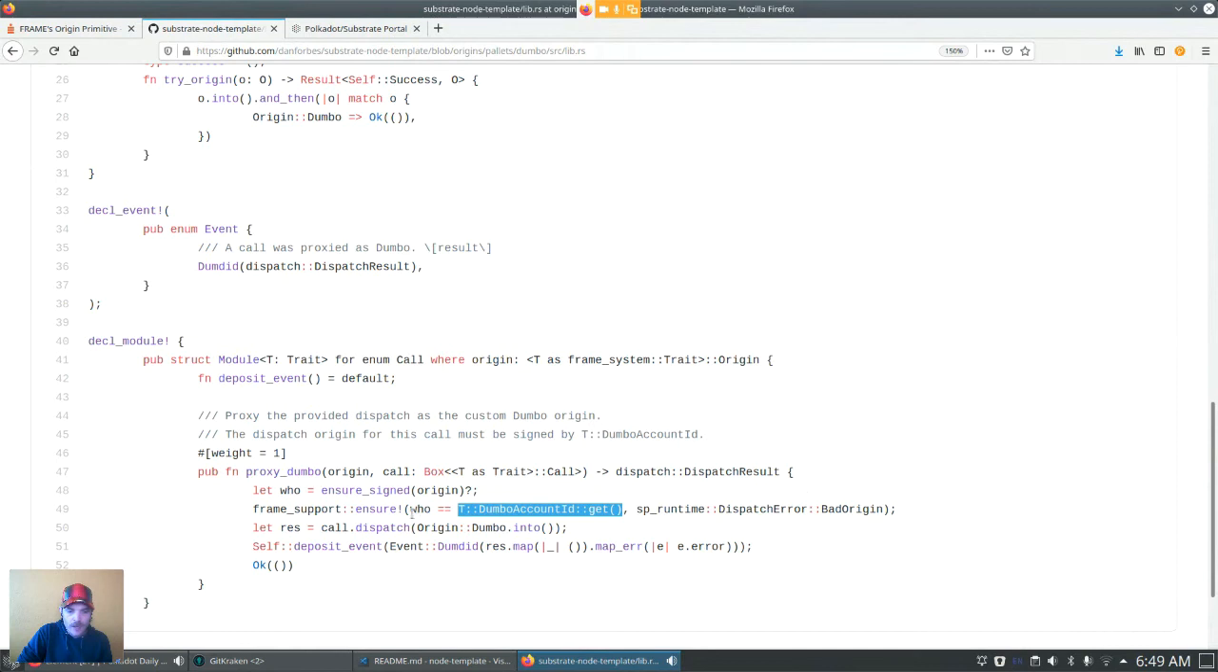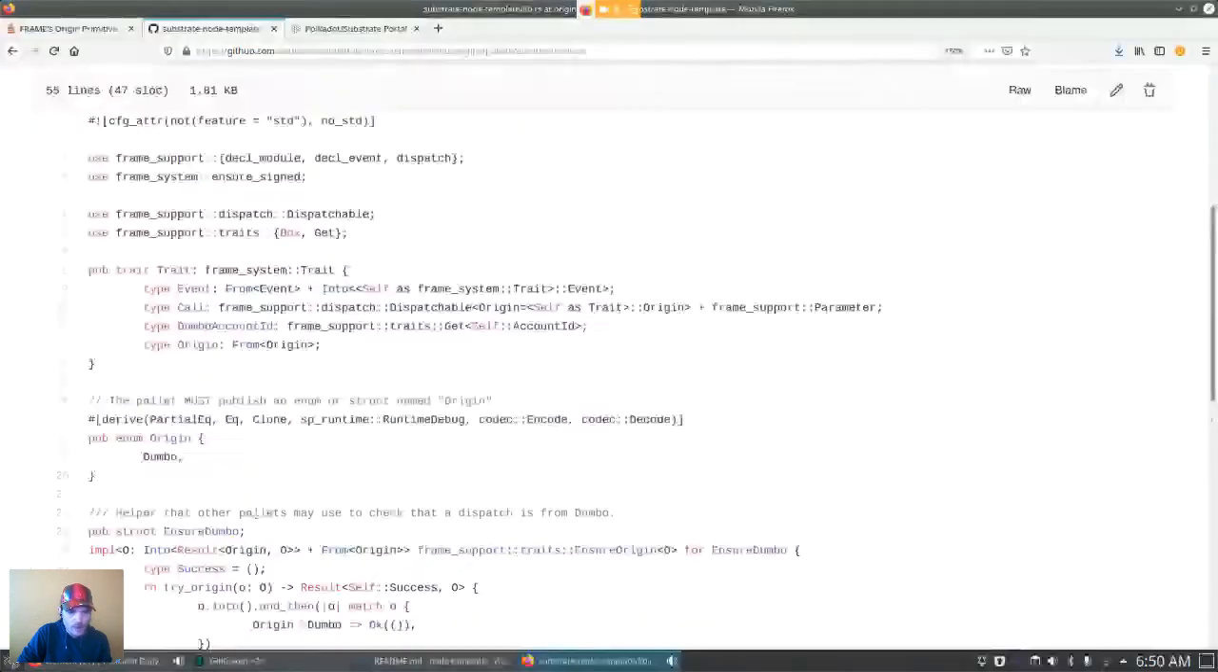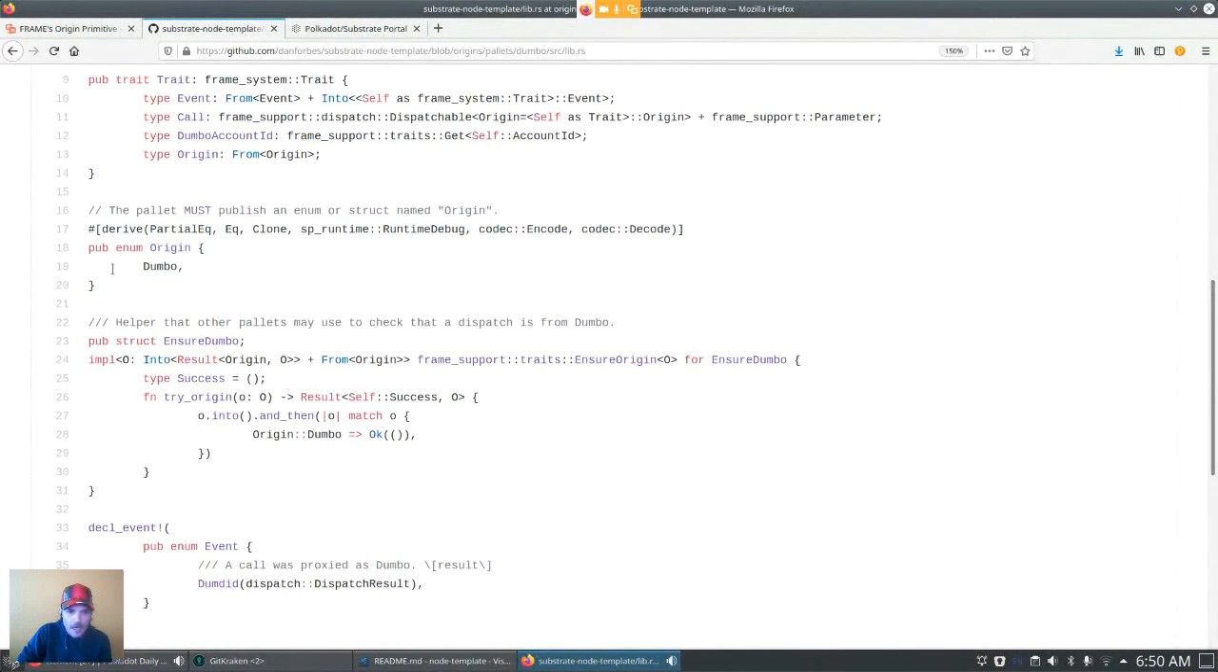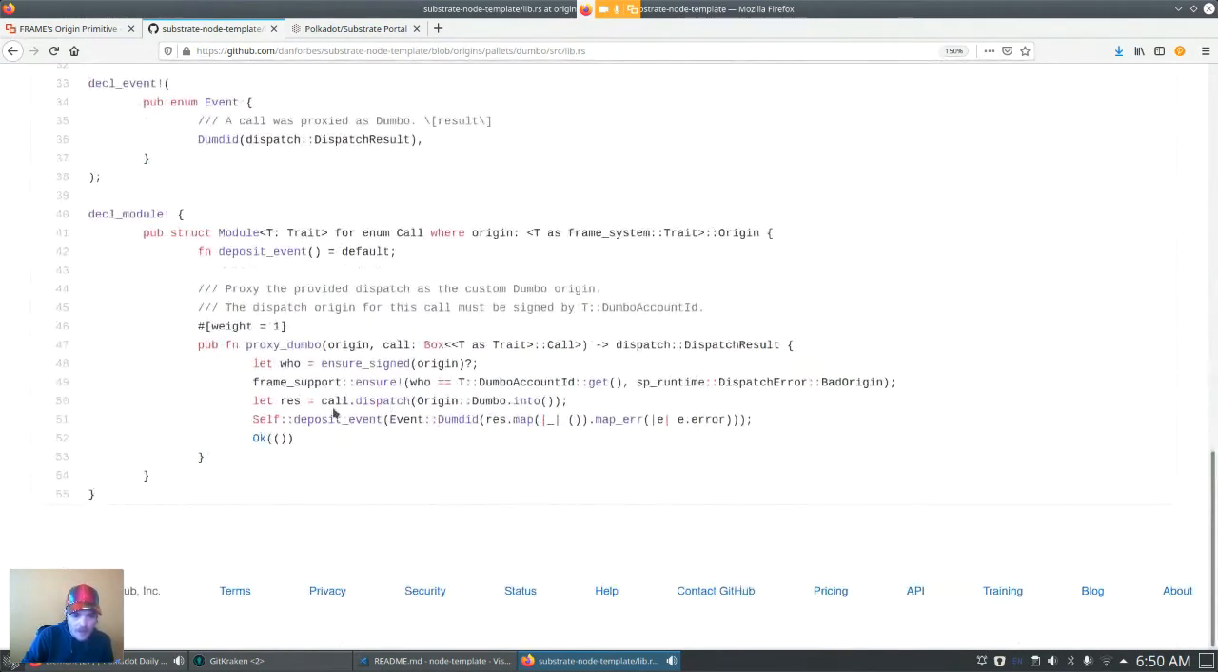And as long as those things match up, what we're going to do is take the call that was passed in as the parameter to the proxy Dumbo transaction, and we're going to dispatch that from the Dumbo origin, which you can see we defined up here. It's just a variant of an enum, the Dumbo origin. And there's some macro magic that helps put this all together for you. But basically what we do is we just dispatch whatever call Dumbo passed in. Now we know it was Dumbo, we're just going to proxy it. And as long as whatever call they're calling into is accessible by the Dumbo origin, all will be well.